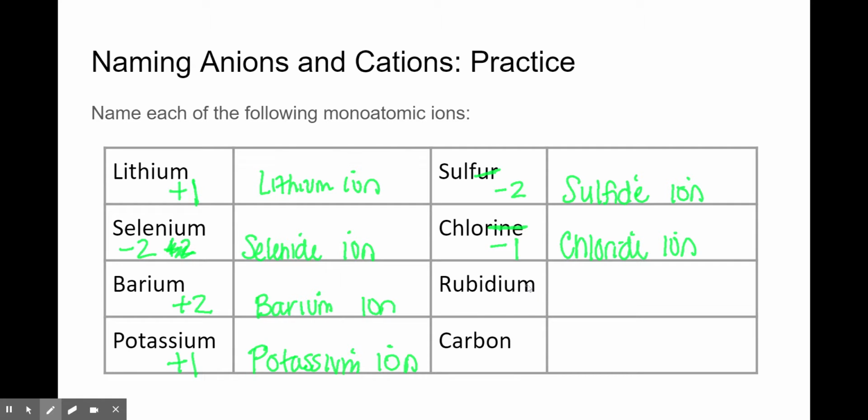Rubidium is in group 1A, so its charge is going to be +1. So it is going to be called rubidium ion. Carbon is in group 4A, so its charge is going to be -4. And we're going to call that carbide ion.